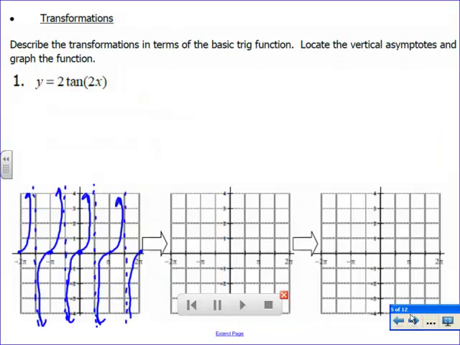Okay, now to get into actually graphing some of these functions. We're being asked to describe the transformations in terms of the basic function, locate all its vertical asymptotes, and actually graph it. We are not going to be asked about general properties like period and amplitude. There's no real amplitude to the tangent and cotangent graph, so that's not something we can really talk about. The properties work the same as they have with the regular sinusoids and with secant and cosecant. The 2 out front is going to cause a vertical stretch times 2.